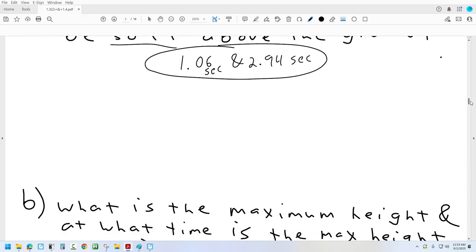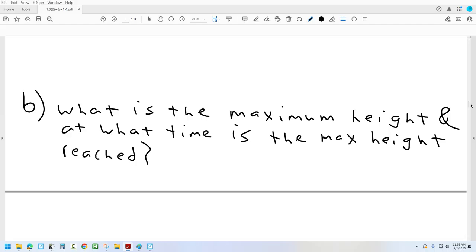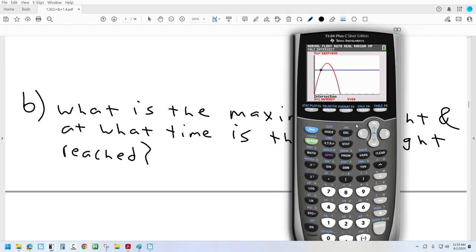Okay, same graph, but this time I want to know when the rocket reaches its maximum height, and then what is the maximum height? I want both. Does this have to do with the red or the blue graph? Which one? Yeah? Red. Has nothing to do with blue. Okay. Has to do with the parabola.